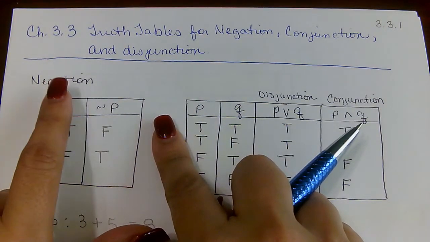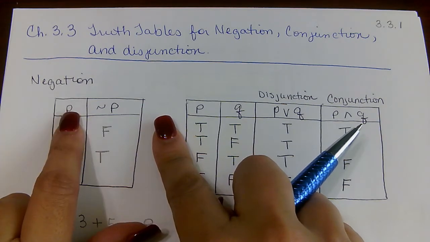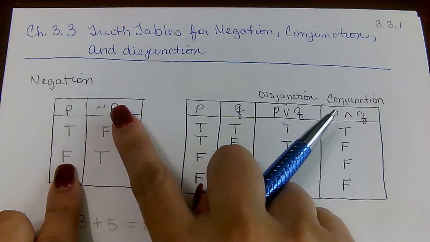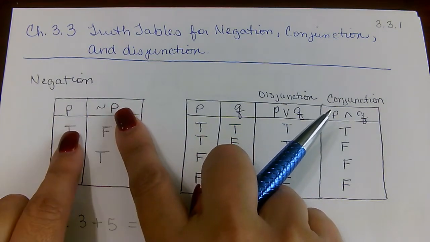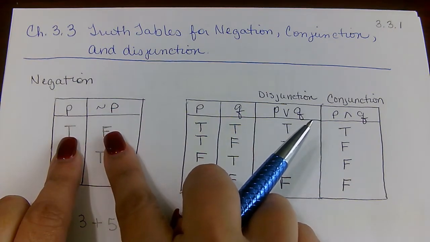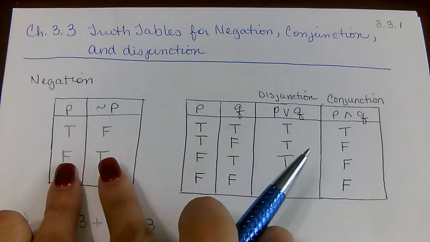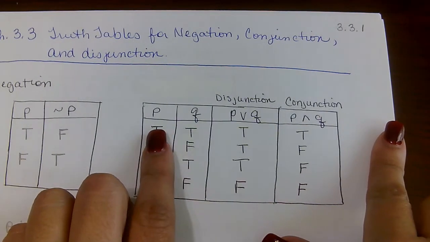Let's start with negation. So here we have a statement P. That statement, remember, could either be true or it could be false. So if we have the negation, in other words, not P, that means if the statement was true, then the statement's going to be false. If that original statement was false, then the negation of it is going to be true.